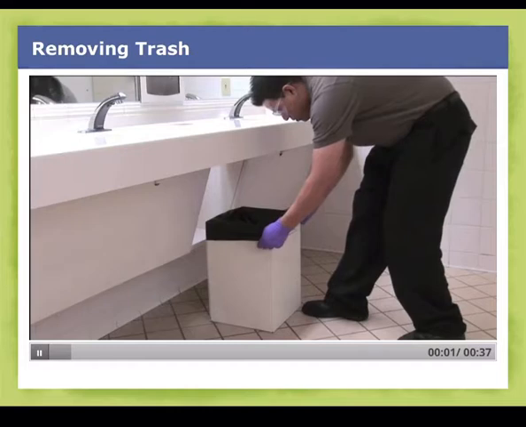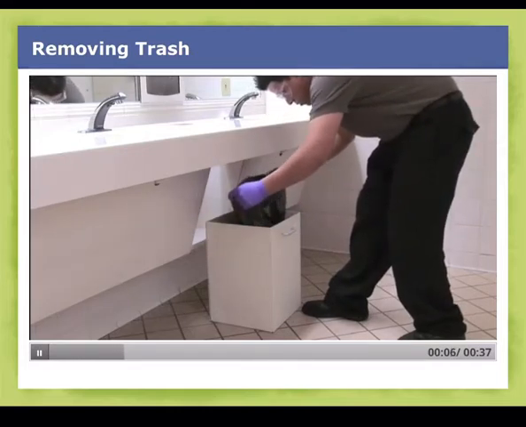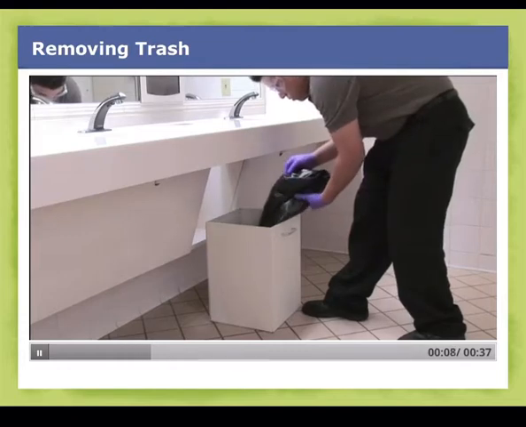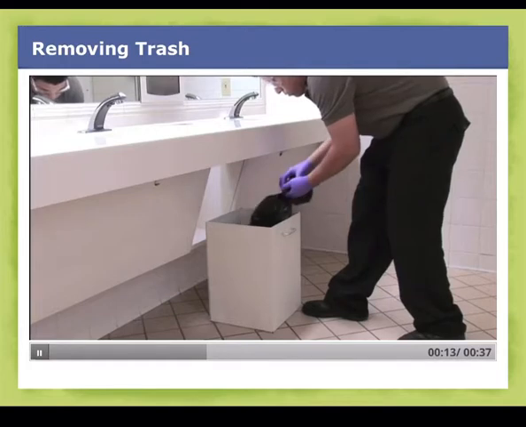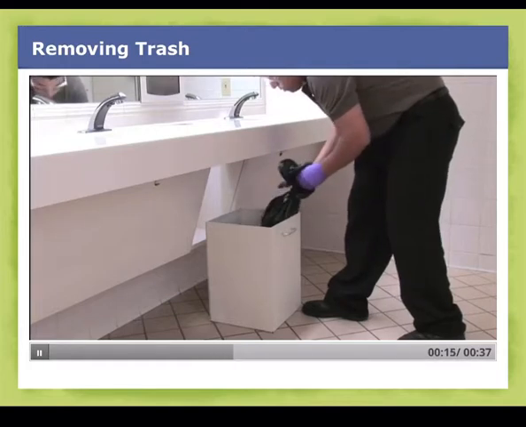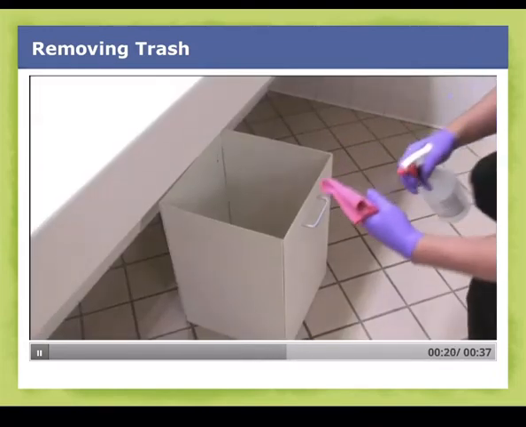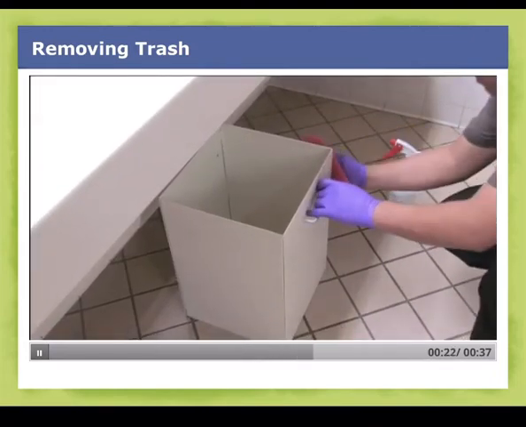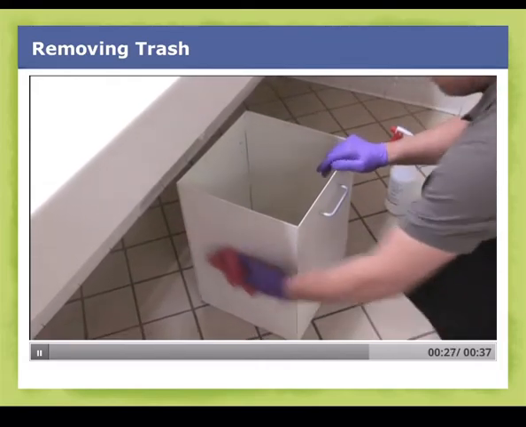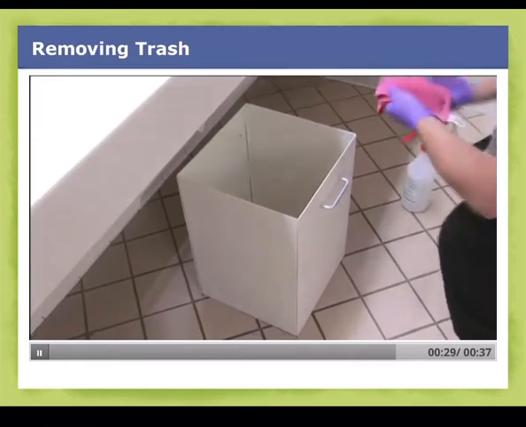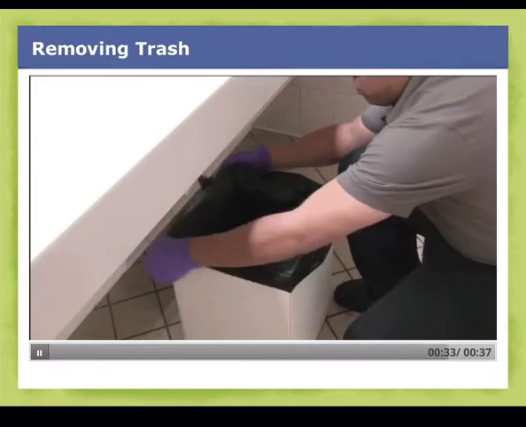Remove the used liner by pulling straight up. For safety, don't press down on the trash. There may be sharp objects in the trash that may cause injury if you push down on it. Tie the liner off at the top and remove it from the trash can. Hold the liner away from your body and place the liner in an approved disposal container. Spray the cleaning cloth with the disinfectant cleaner and wipe the inside and outside of the trash can following label directions. Do not use this cloth for any other cleaning. Place a new liner in the trash can and return it to the proper location.